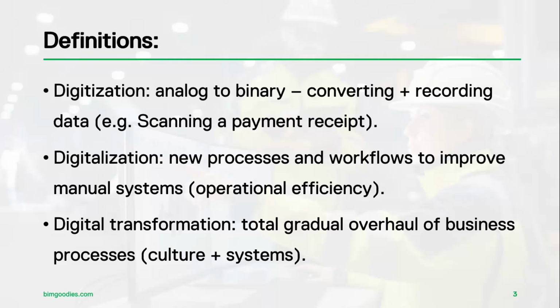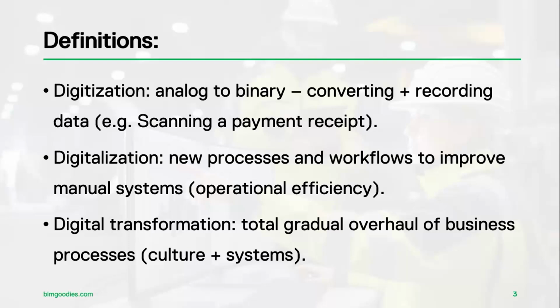So at the point where you start to use technology, for example, where analog data is being converted to binary data or computer readable information, so you are doing more of converting and recording data. For example, if you have a physical receipt that you scan to keep as a soft copy, that will be a point where you start to talk about digitization of your business. Then as you move to the point where technology starts to have an impact on the operational efficiency of your business, that is, you are having new work processes or new workflows that are being introduced to improve the manual systems that were currently existing, we start to talk about digitalization. So we are moving from digitization to digitalization.